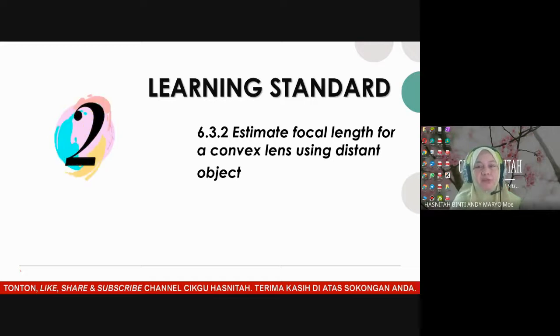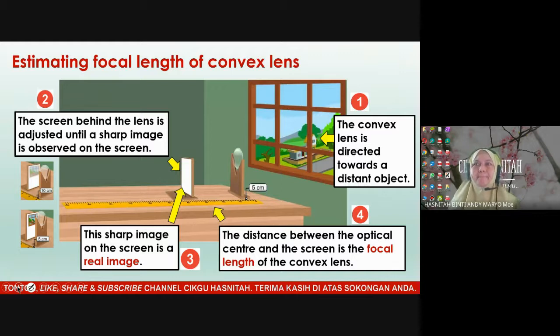Now let's move to the second learning standard, students. This is to estimate focal length for convex lens by using a distant object. This is the second activity in your textbook on page 253. How to estimate focal length for convex lens? This is the slide show to show you how we can estimate focal length of convex lens. It involves 4 simple steps only.